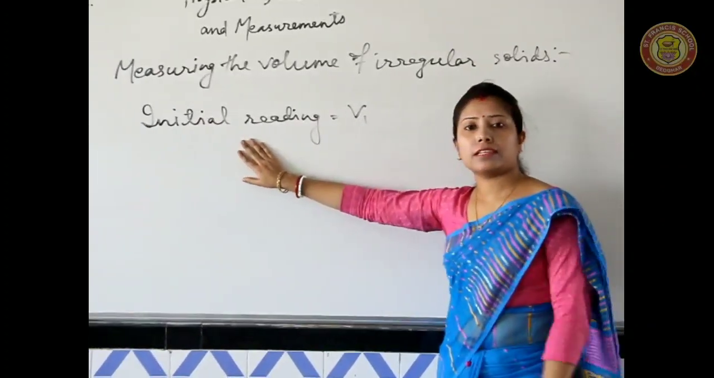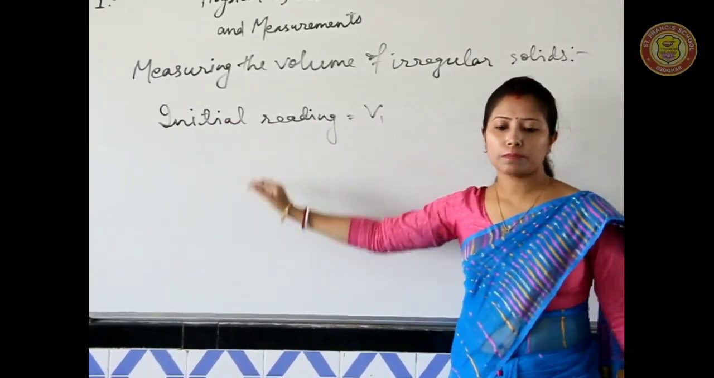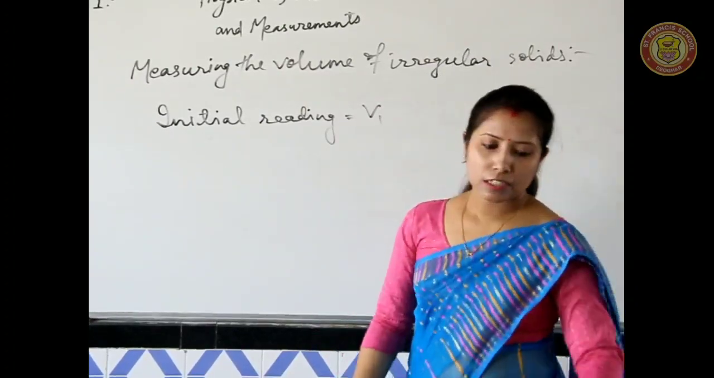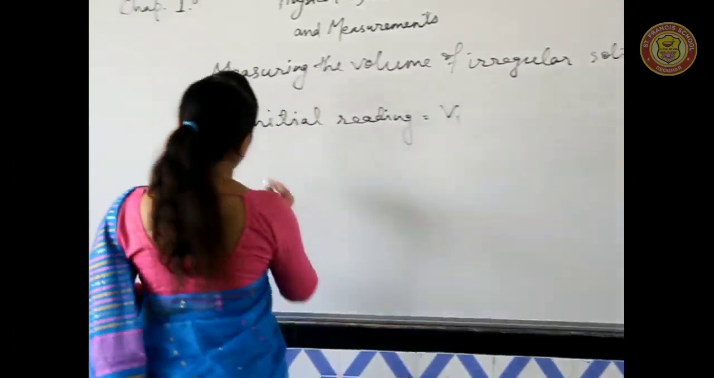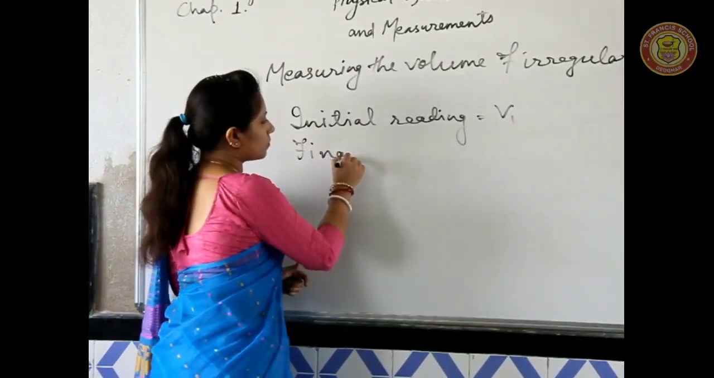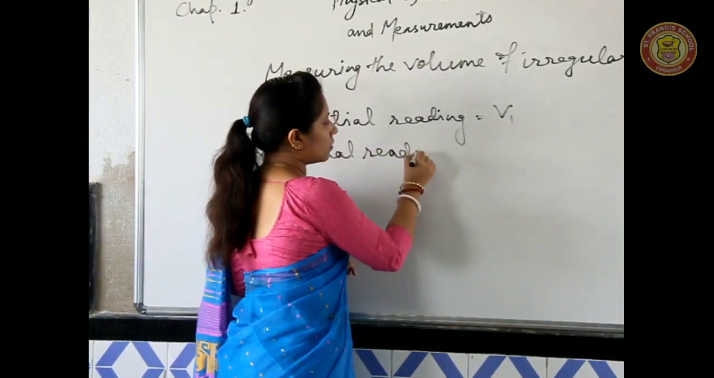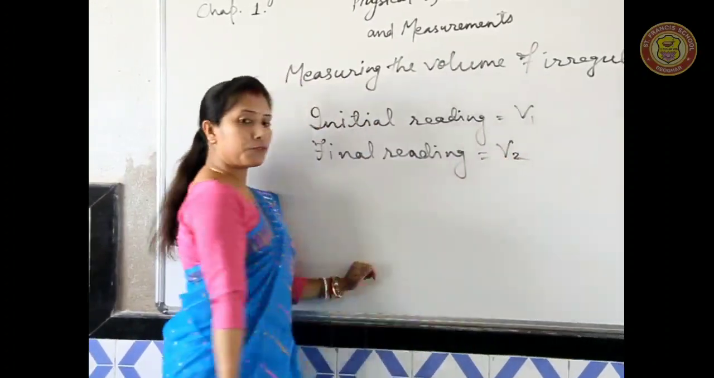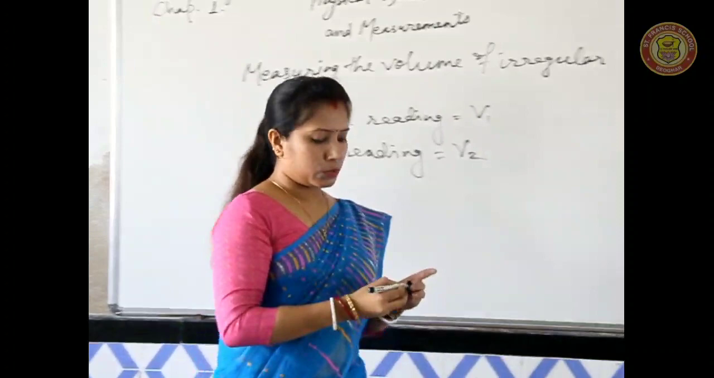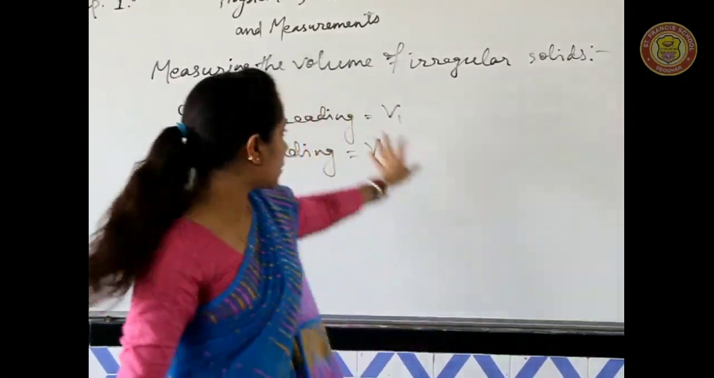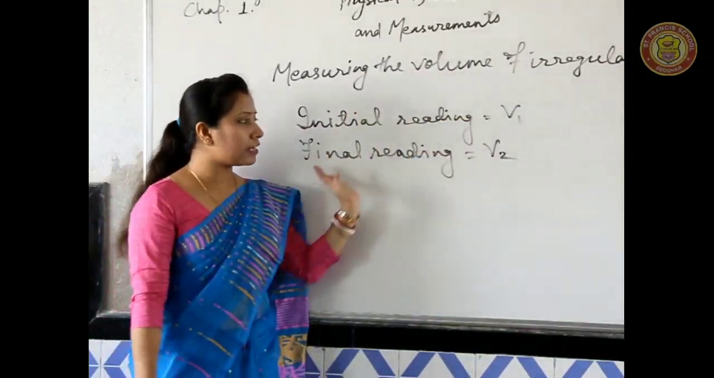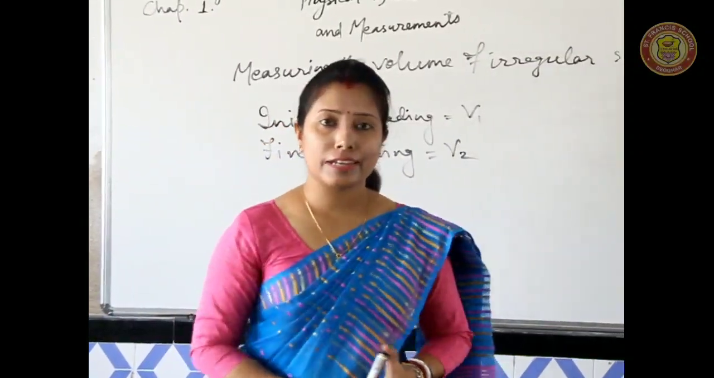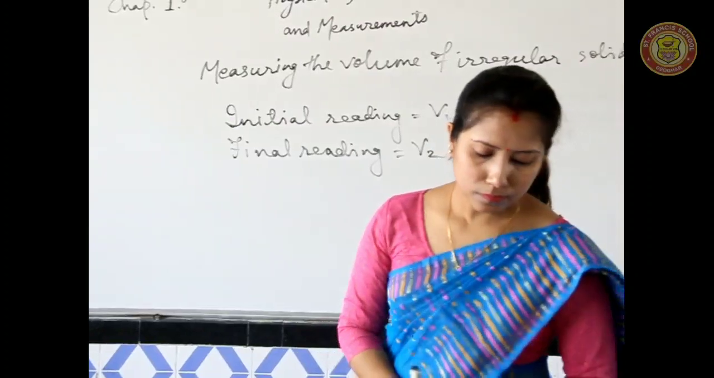So, you have taken the initial reading. Now, you will drop the stone in the measuring cylinder and take the final reading. Your final reading will be V2. So you have taken both the readings, the initial reading as V1 and the final reading as V2. So, what will be the volume of the irregular solid?